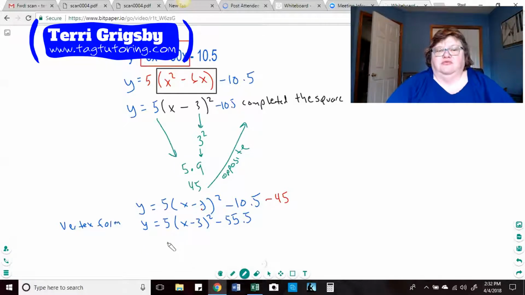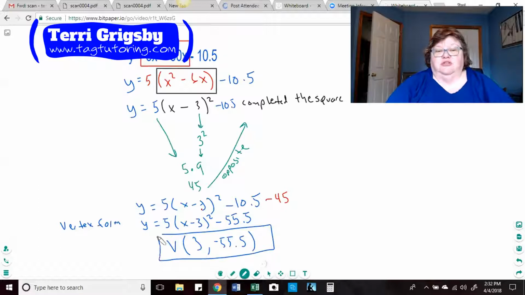And if we needed to, remember, we could get the vertex. And as always, we're going to be really careful. Next to the x, you're going to switch the sign. If it's minus 3, I bring it down as 3. You always switch the sign. The last number you keep exactly the same, minus 55.5. And that's your vertex, which is why you'd ever put anything in vertex form in the first place.